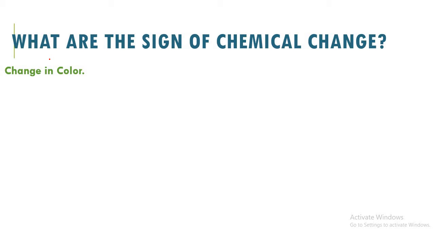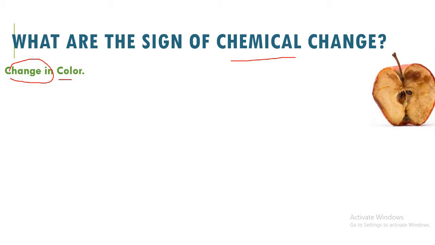So what are the signs of chemical change? First sign is a change in color. When a change in color happens in a substance or material, this means that this substance has changed into a new substance. So there is a chemical change.